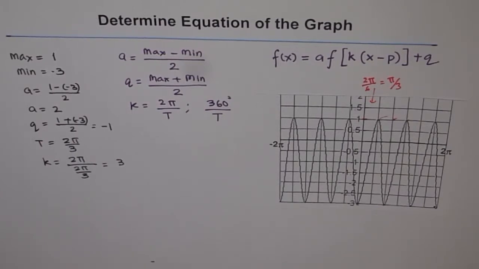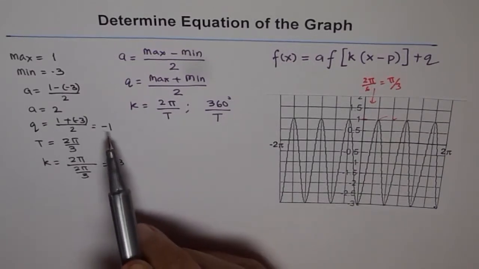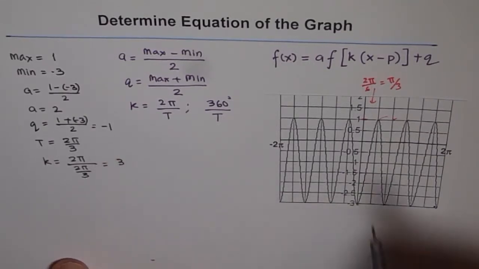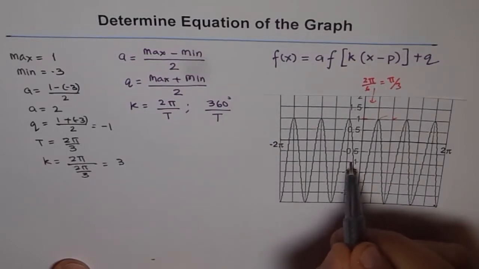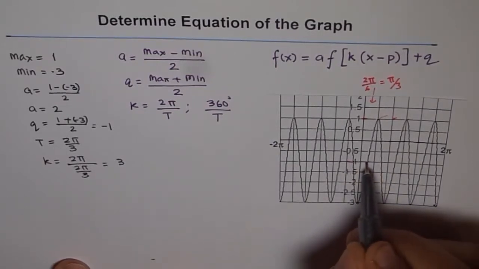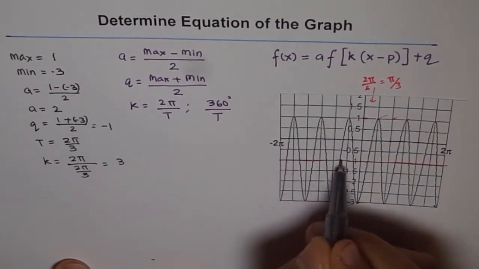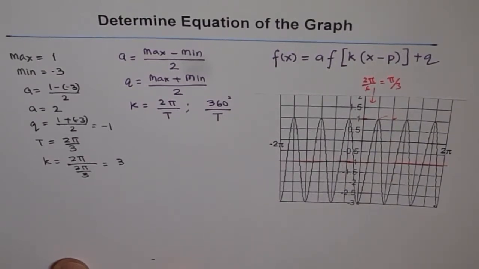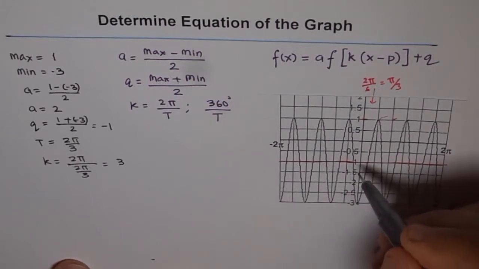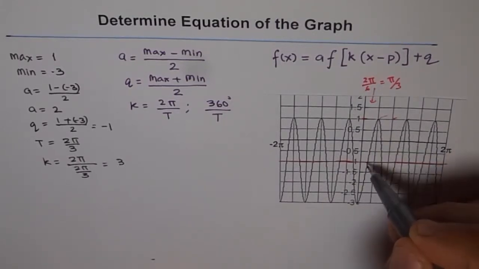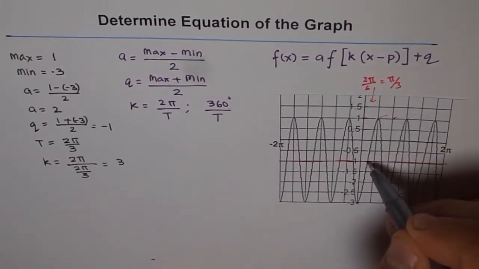Now to find the phase shift, let's draw our axis of symmetry, which is at -1. So here is -1. Let's draw -1. That is our axis of symmetry, okay? There we are. Now, from here we observe that going up, the sine wave starts from here.